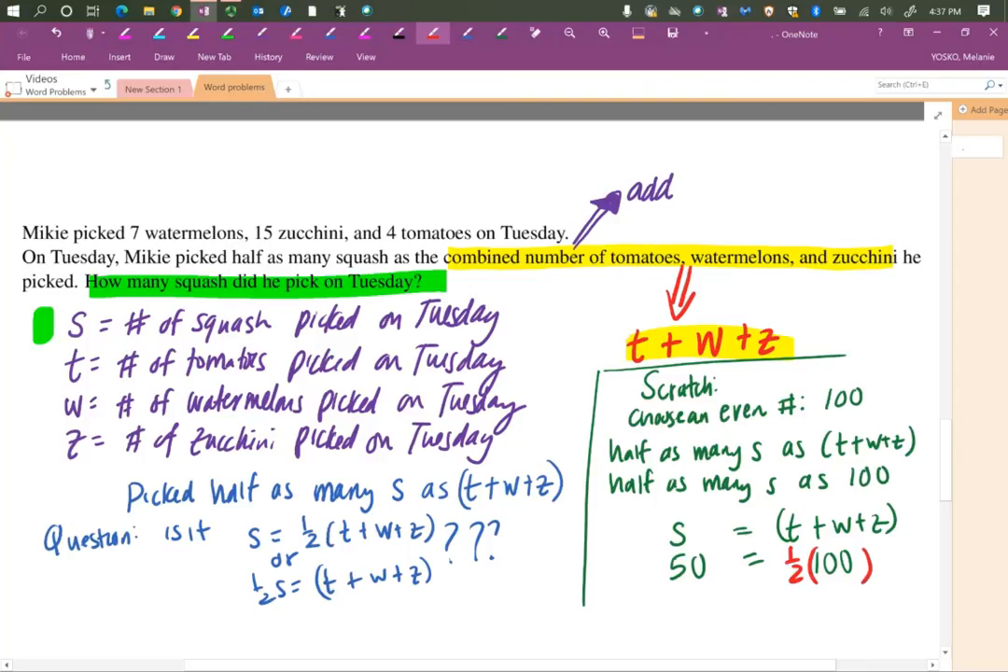1/2 has to go on this side. So 50 equals 1/2 times 100. That means the 1/2 has to go here. Does that make sense? Again, I've done this a lot of times, and a lot of students are going to do this one backwards.